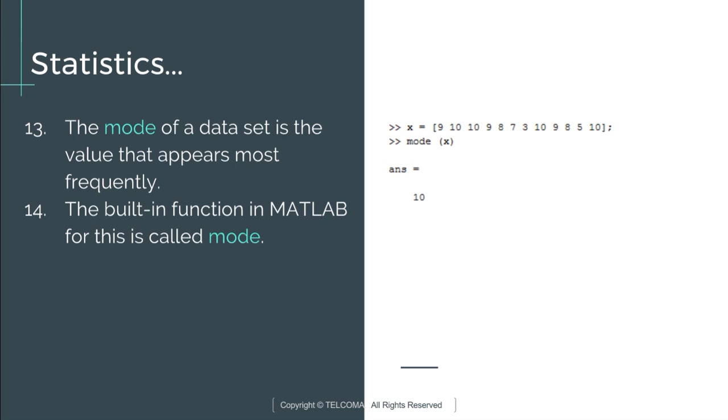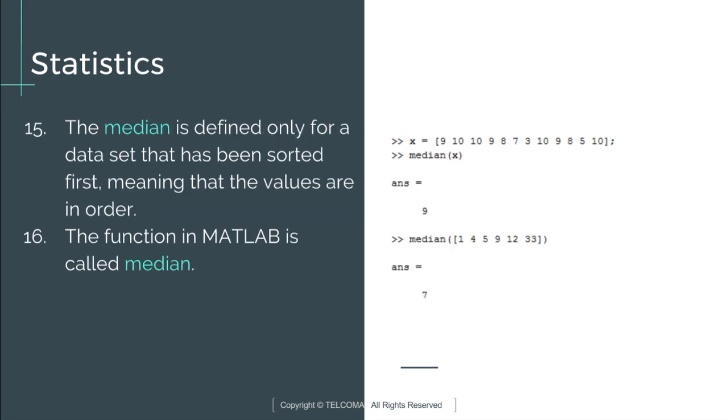Next is mode. The mode of dataset is the value that appears most frequently. So the built-in function in MATLAB which is used to calculate the mode is mode itself. Next is median. The median is defined only for a dataset that has been sorted first, meaning that the values are in order. The function which is used to calculate the median is median itself. You can just type median in the command window and find the median of any data.